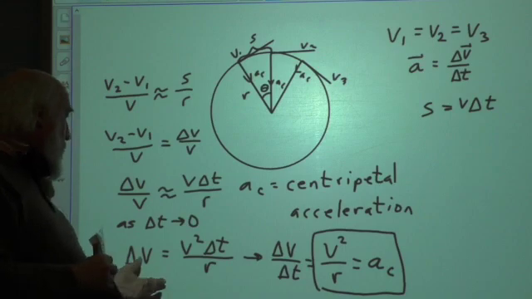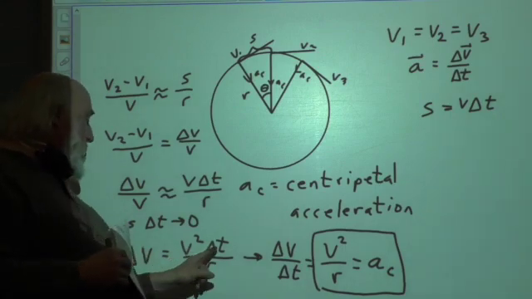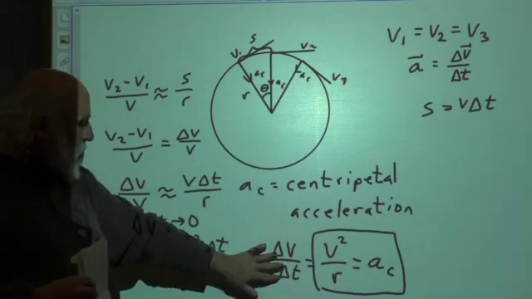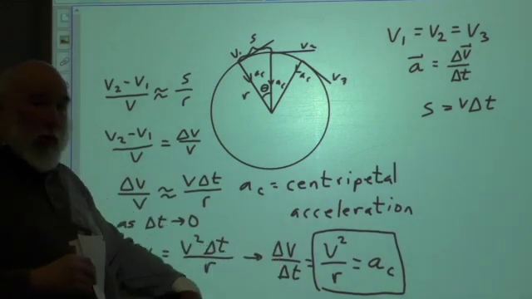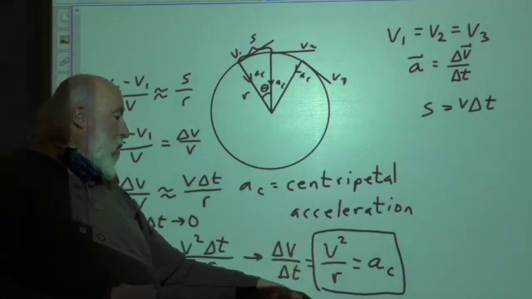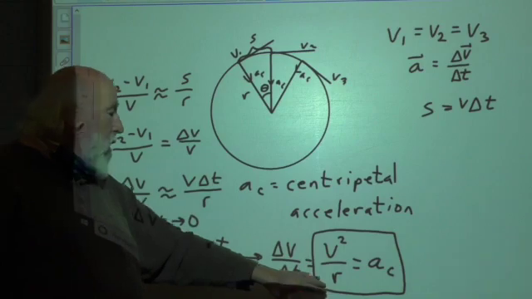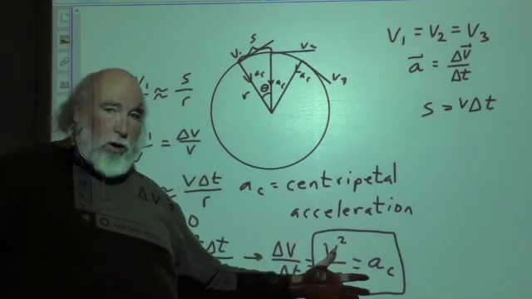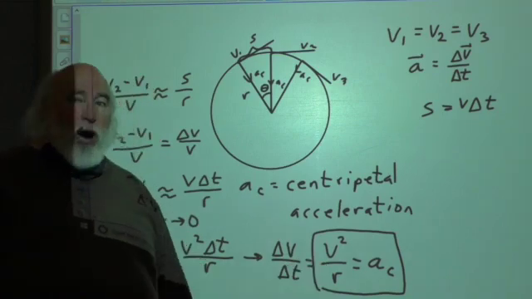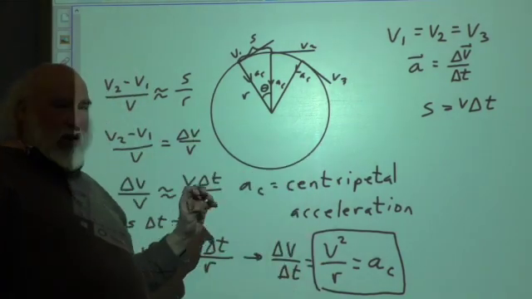Then the next thing I'm going to do is take that delta t that I have here and divide by that. And that gives me delta v over delta t, which is acceleration. And what we have left over then is v squared over r. So we get that equation we had for centripetal acceleration as being v squared over r. That's where that comes from. It's just a little bit of calculus.